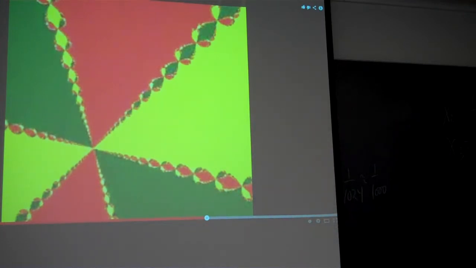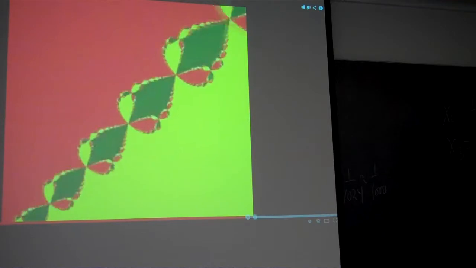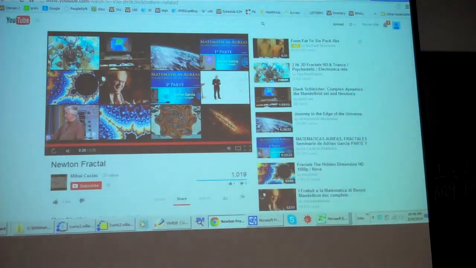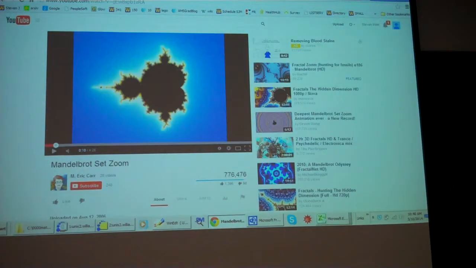Here, as you're zooming in, it's incredible the degree of self-similarity. As you keep zooming in, you see the same behavior again and again. I think there is a requirement that whenever you talk about fractals, you have to do something with the Mandelbrot set.